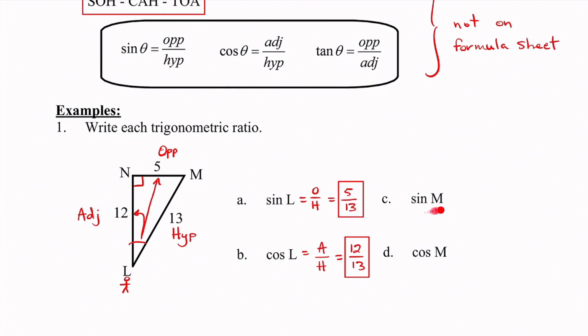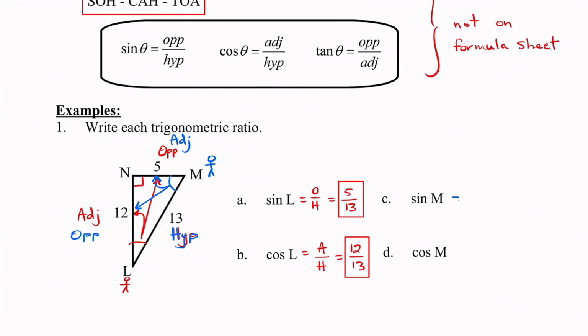Okay, moving on to sine of M. Now we're looking from a different angle. So now we're looking from M. So I am going to do this in a different color. So now we're at M. I'm going to put my little guy standing at M there, and I'm going to label my stuff according to that angle. So all the way across, that is the opposite. This long side is still the hypotenuse. So that side still hasn't changed, still the hypotenuse. But this other side here, this close side, this is now the adjacent. Okay, so it all depends on where you're standing from.